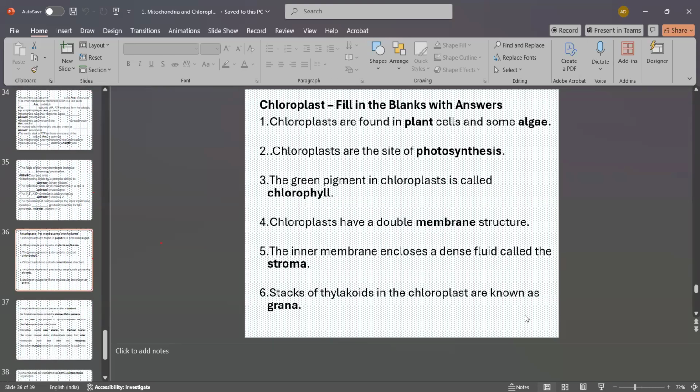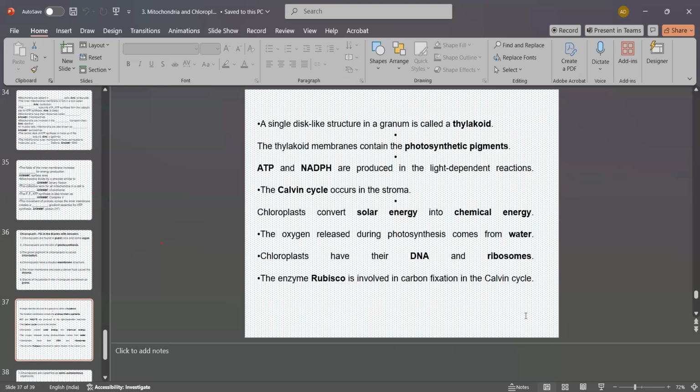Now chloroplast. The chloroplast is found in plant cells and some algae. Chloroplasts are also the site of photosynthesis. The green pigment in chloroplasts is called chlorophyll. Chloroplasts have a double dash structure, which means membrane. The inner membrane encloses a dense fluid called the stroma. Stacks of thylakoids in the chloroplast are known as grana. A single disc-like structure in a granum is called a thylakoid.